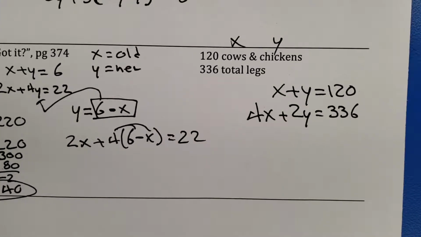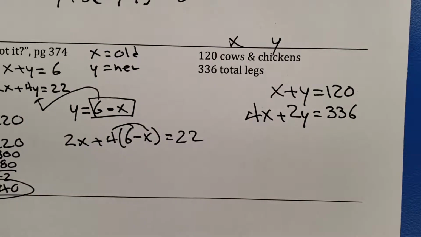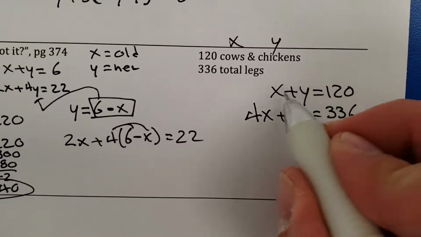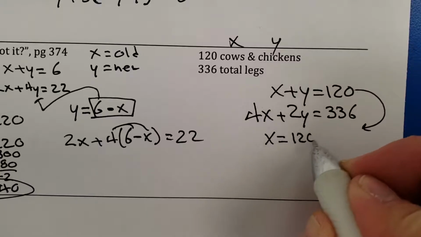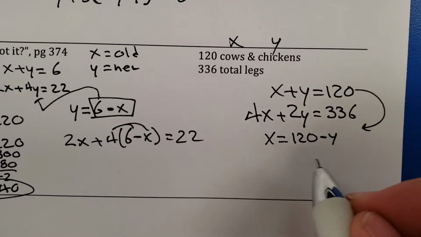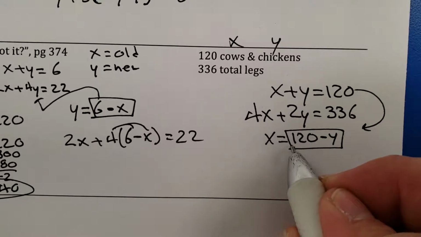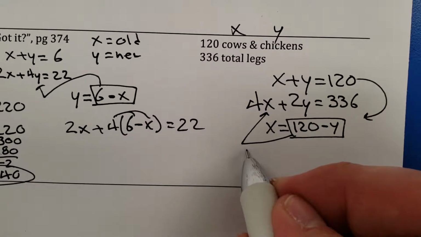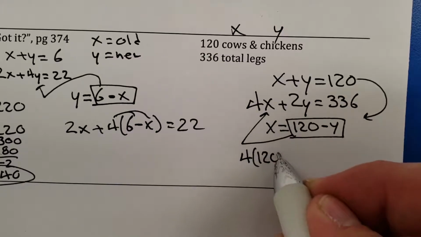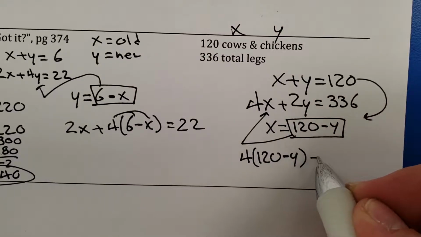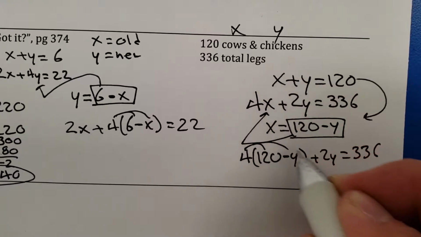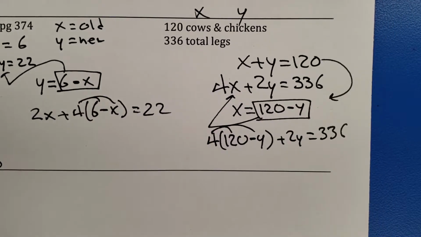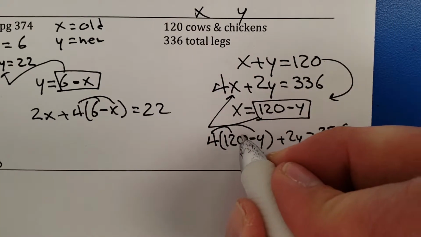Okay, so we solved this problem already with graphing. How can we solve it with algebra? Same idea, isolate a variable, eeny, meeny, miny, mo, I don't care. I'm going to go ahead and say that x equals 120 minus y. There we go. X equals stuff. Stuff goes in for x. 4 times (120 minus y) plus 2y equals 336. Distribute, distribute, one step, two step. From there, you should be able to finish this thing off.